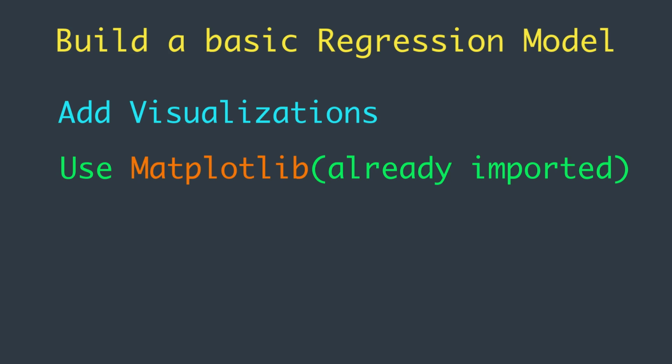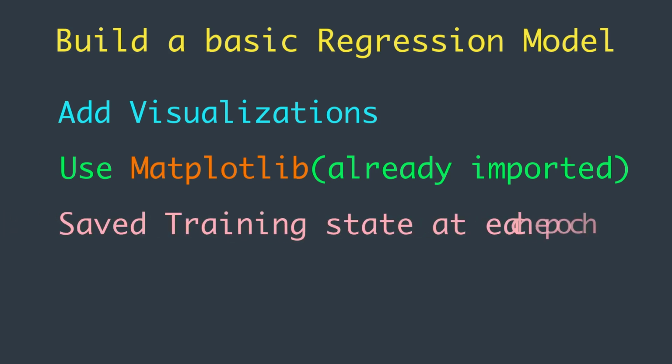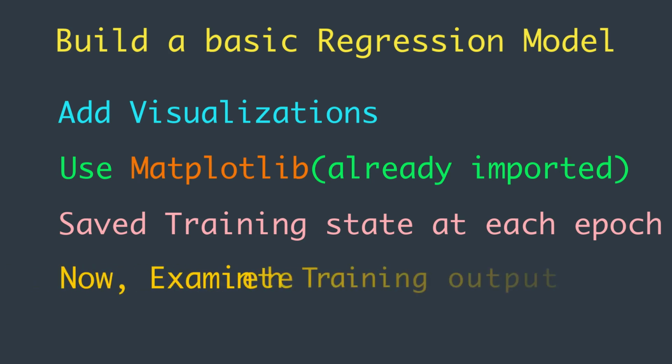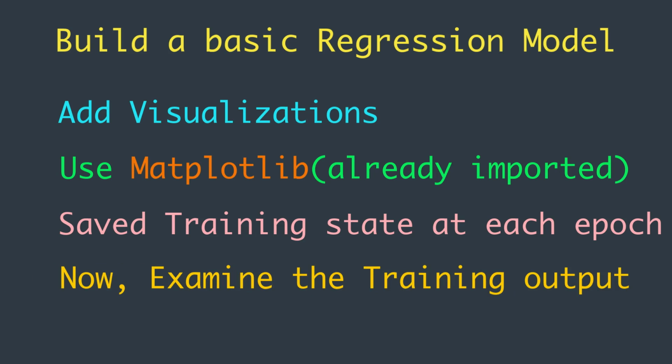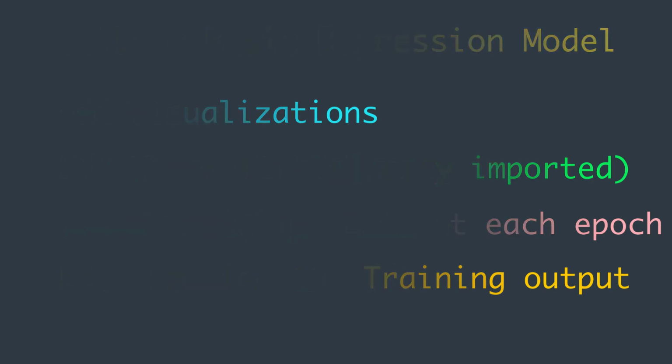The particular thing I want to point out here is that, if you remember, we have completed the training of the model and we have utilized the Keras history callback to save the state of each training epoch. Now, the plan is to examine the training output with the help of some visualizations. So let's get into the Google Colab.